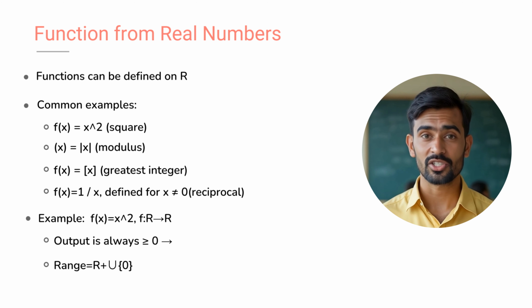Now, every function has three key parts, its domain, codomain, and range. Take f(x) = x², for example. Here, the domain is all real numbers. But the range? Well, since squares can never be negative, the output will only be 0 or positive real numbers. That's why the range is not the full set of real numbers. So always remember, knowing the range tells you what outputs are actually possible, not just what you expect from the codomain.